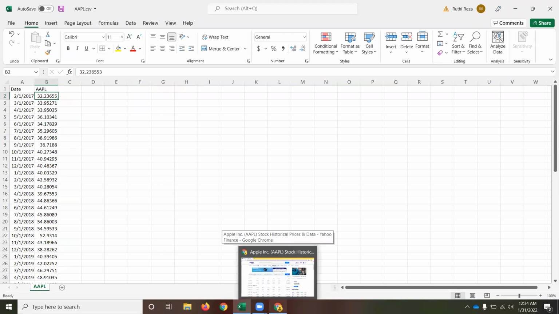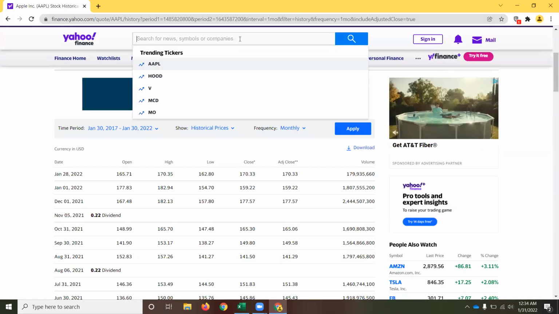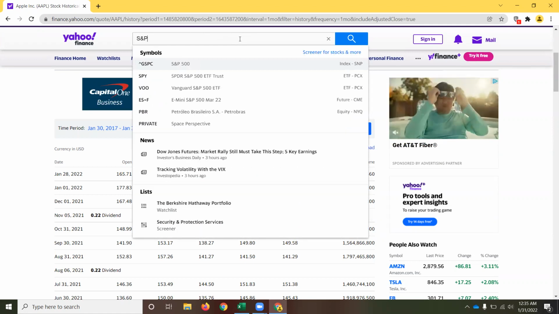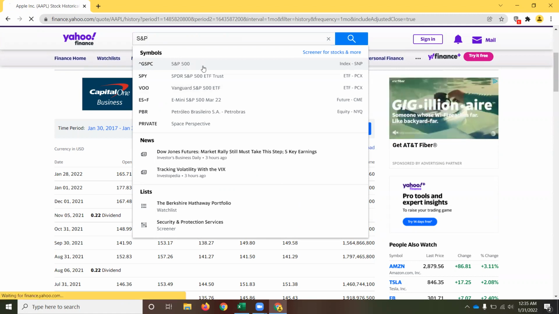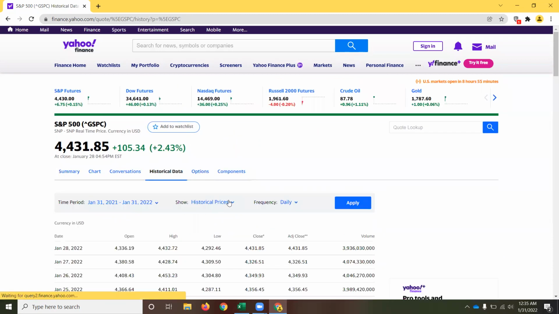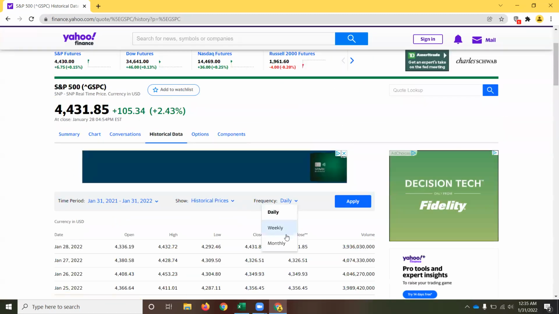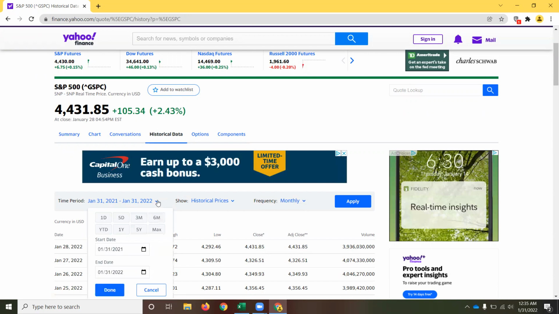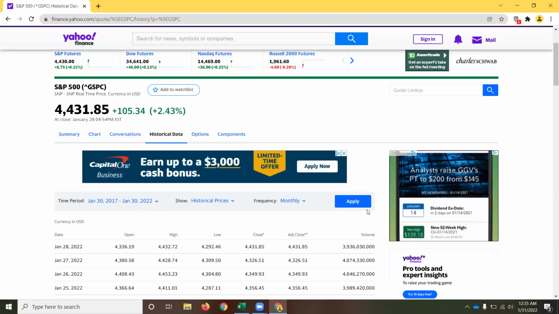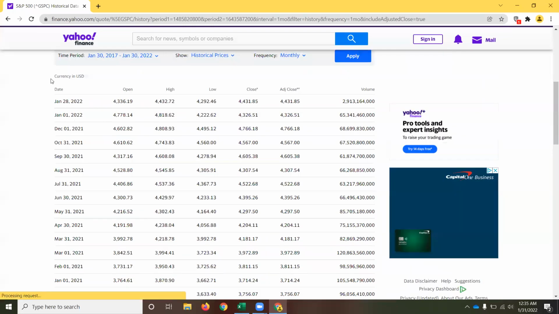Now, let us collect the market price information. So we are going to collect market price information for the S&P 500 index. And again, the frequency of the data should be monthly. And we want monthly price information over the last 5 years. Apply the filter.